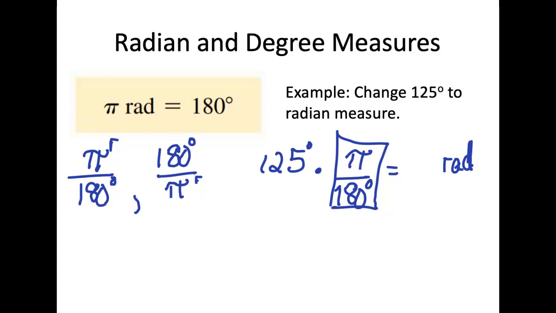So 125 divided by 180, when we reduce this, we can divide both of these by 5. So we end up with 25 pi over 36 radians. And we were looking for that radians there. That's my little question mark, sorry. Anyway, I hope this helps.